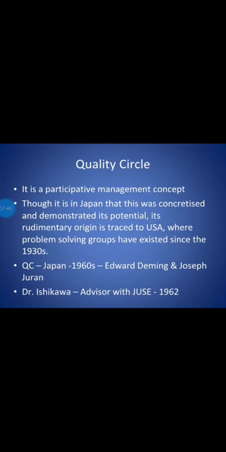The next one is quality circle. This has already been covered in my previous video. As it says, it is employee participation for quality. It is a circle formed by employee participation. It has existed since the 1930s, and it came from Japan in the 1960s. Edward and Joseph were the main persons behind quality circles in Japan. This was first in Japan, and it came to India from there. So it is employee participation for quality.